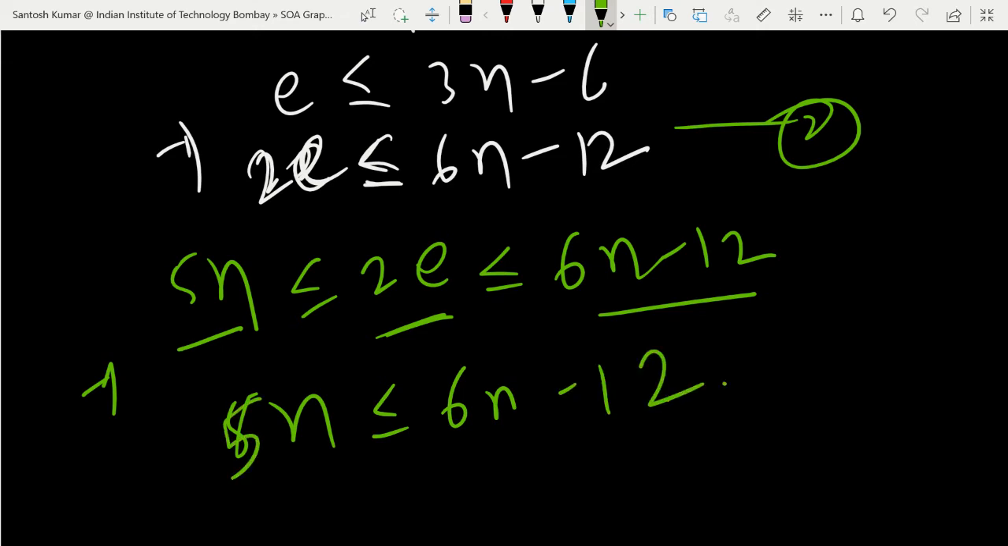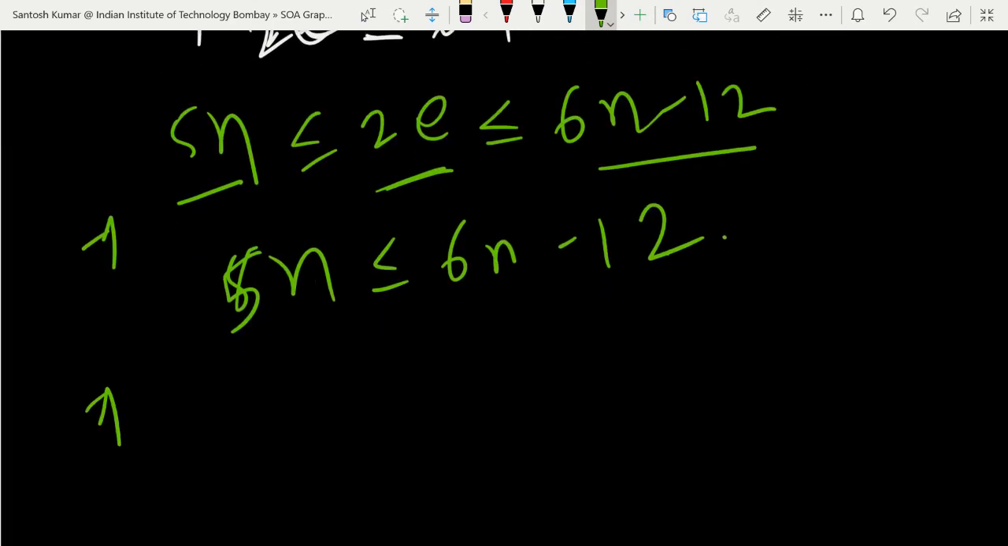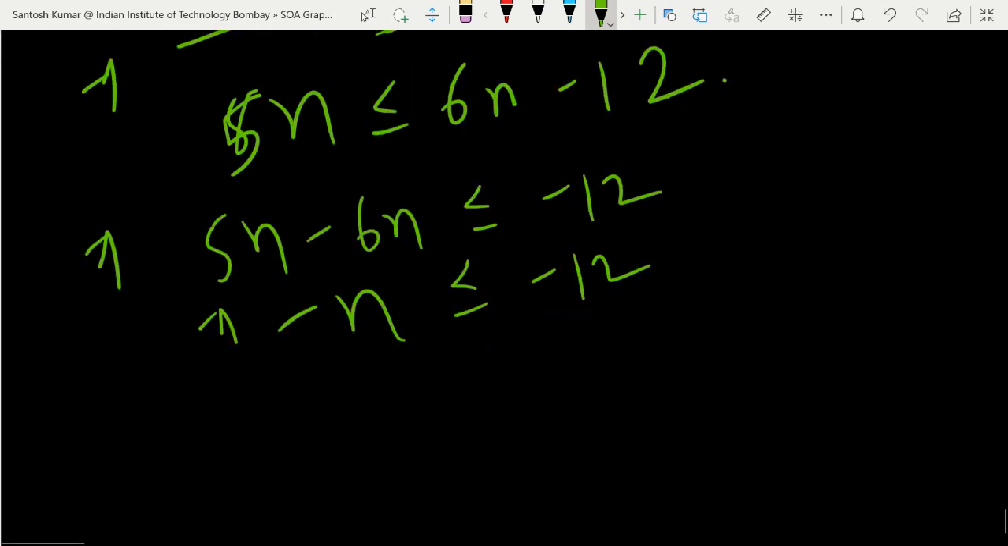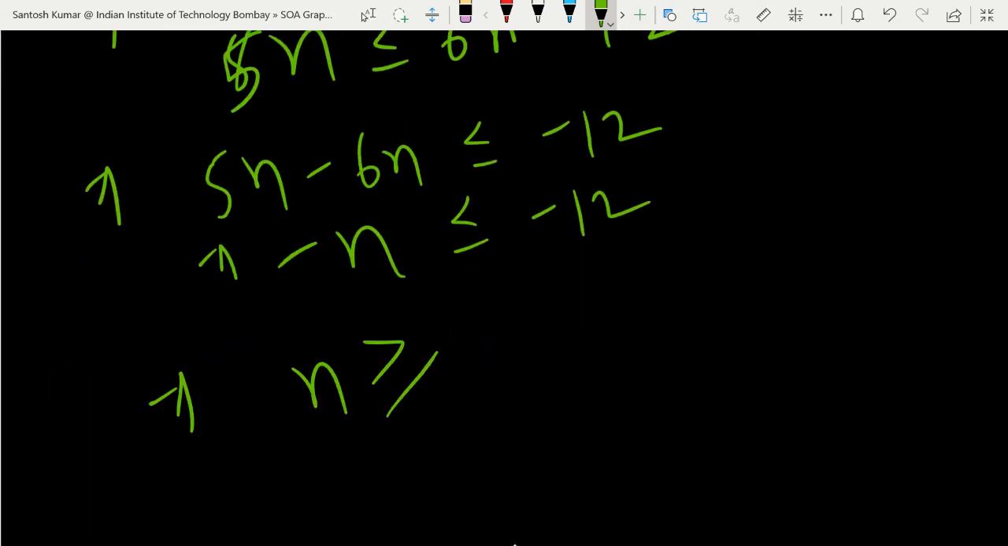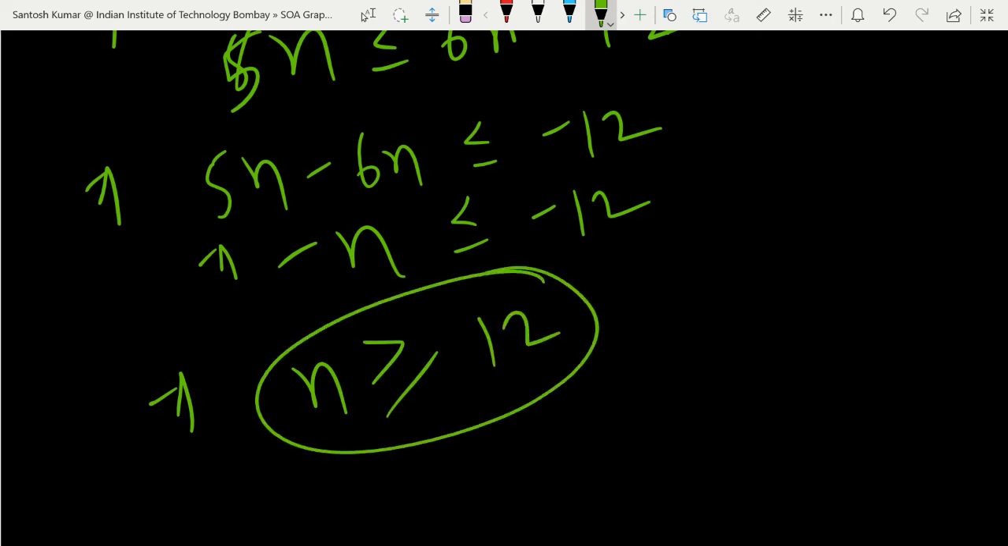So 5n is less than or equal to 6n minus 12, so what do you get? You take 6n this side. So 5n minus 6n is less than or equal to minus 12. So minus n is less than or equal to minus 12. You multiply by minus on both sides, the inequality will change. n is more than or equal to 12.